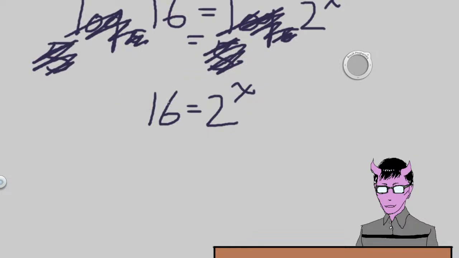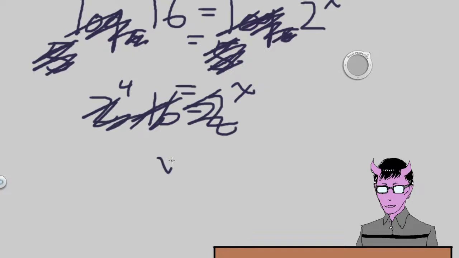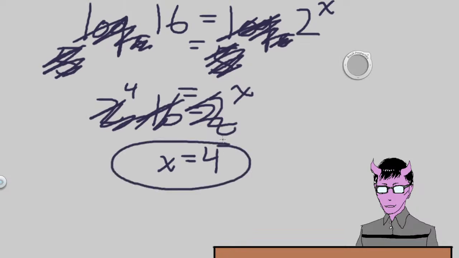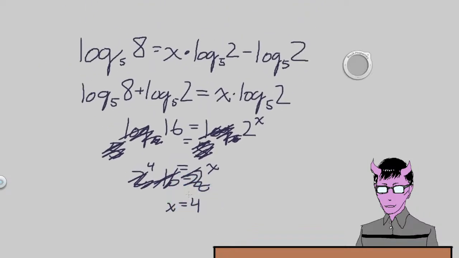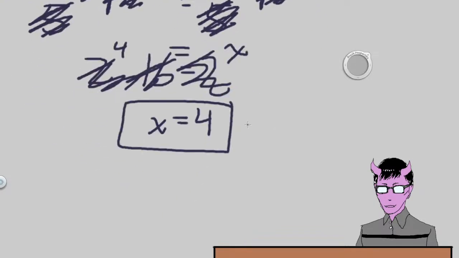So I hope you see it. 16 is just 2 to the power of 4. Drop the base. x is therefore equal to 4. Don't get too excited. Make sure you back plug. Yeah, it's okay. So x equals 4 is a good answer, and we are done with this problem.